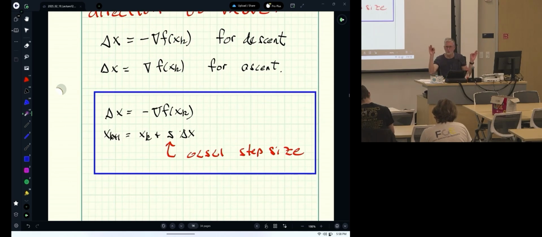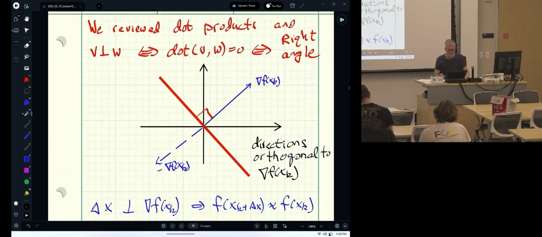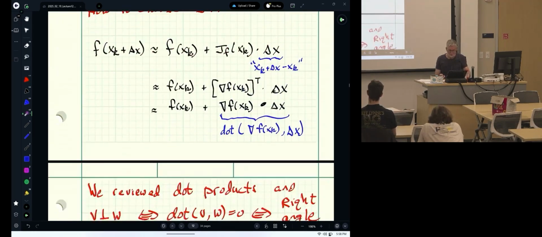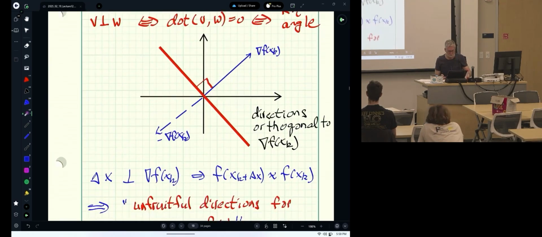Okay, you understand where gradient descent comes from now? It's this picture. You can only go up or down, and this formula where you do the dot product is what gives you the really nice geometric interpretation.